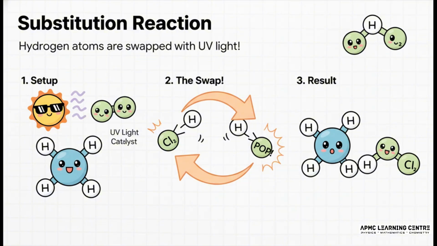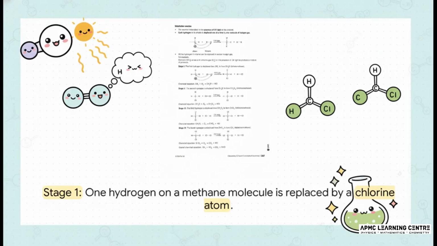To get this to happen, we just need to give it a little kick of energy, usually from something like ultraviolet light. Okay, so watch what happens here. We start with our simple little methane molecule and a chlorine molecule. The UV light comes in and gives it a little zap of energy, and bam! One of the hydrogen atoms on the methane swaps places with a chlorine atom. And just like that, we've made a brand new molecule, chloromethane.